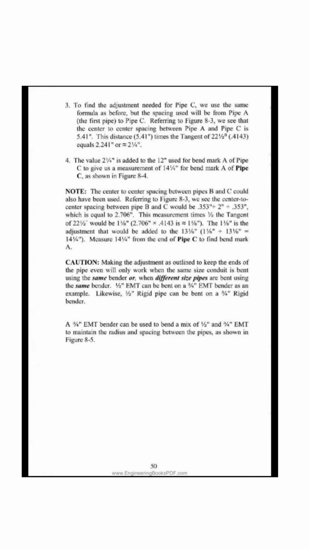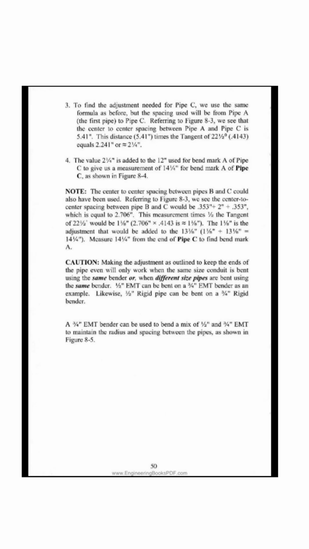which is equal to 2.706. This measurement times the tangent of 22.5 degrees, 2.706 times 0.4143, equals 1 1/8. The 1 1/8 is the adjustment that would be added to the 13 1/8: 1 1/8 plus 13 1/8 equals 14 1/4. Measure 14 1/4 from the end of pipe C to find bend mark A.